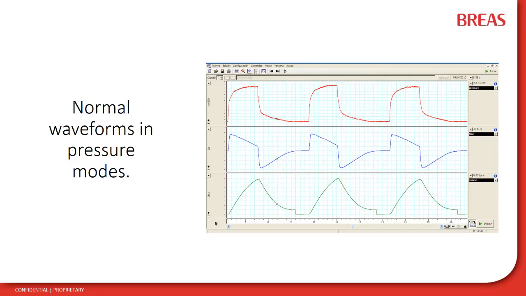What about pressure modes? These are the normal waveforms in pressure modes. Pressure waveform is usually square, and flow waveform is usually exponential, decreasing during the inspiratory phase and increasing during the expiratory phase. Let's start with the analysis of the normal waveforms in pressure modes.